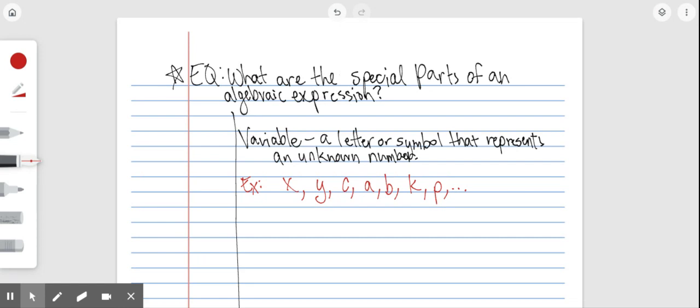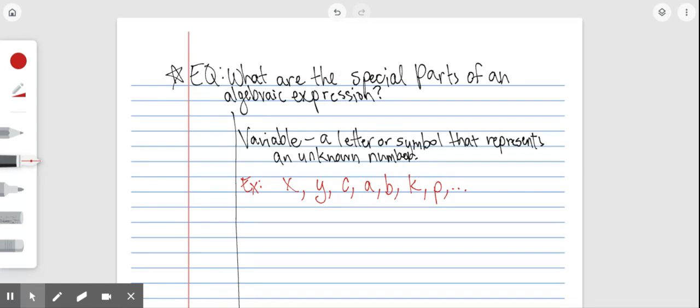There are some letters in the alphabet that I avoid using for certain reasons. So I don't usually use the letter I because it represents a different number. I don't use the letter O because O looks like the number 0. I don't usually use the letter S because my S's look a lot like 5s. So those are the letters I usually avoid. Does not mean that they cannot be variables. They're just letters that I don't usually use.